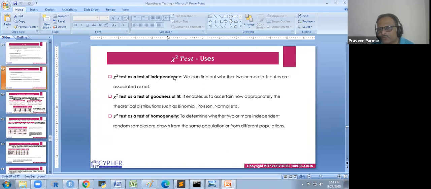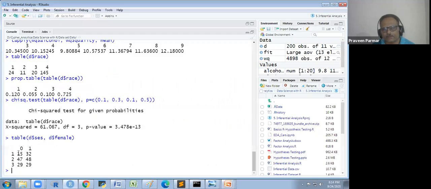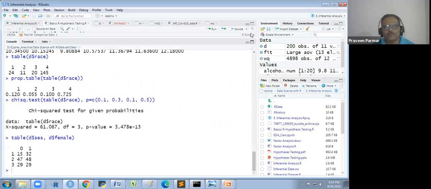We have seen the test of goodness of fit, and the test of independence we are studying now, and the test of homogeneity. We will see that. It is not here, but we will do it with linear regression and logistic regression. We will see homogeneity then. So this is the table, and we conduct this test now.